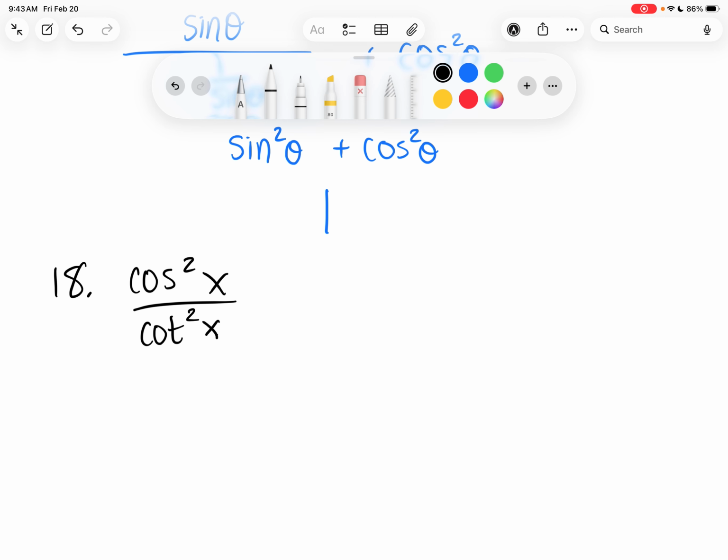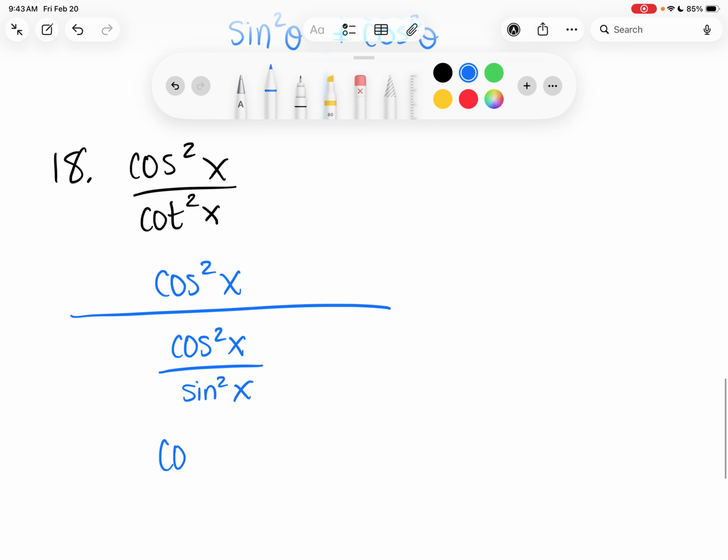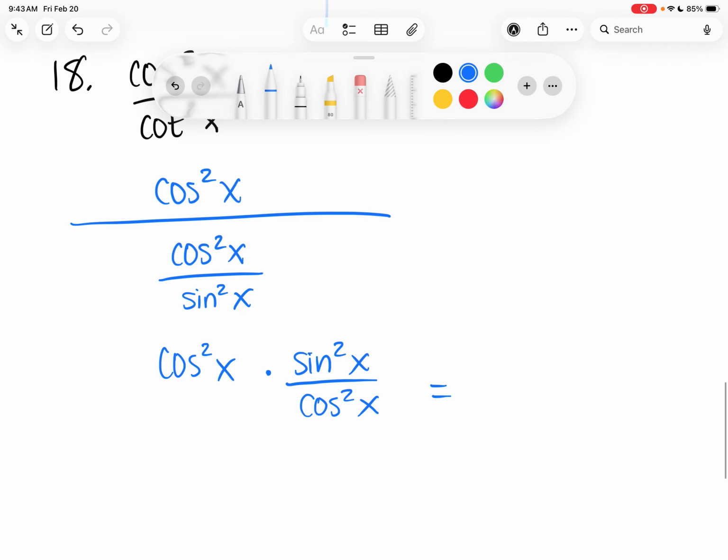Cosine theta over sine. Yep, so on top here I'm going to have my cosine squared of x, and then all over, and you'll notice that when I'm doing a fraction within a fraction, I usually do a ginormous fraction bar to show what's actually the top and the bottom. So then this would be cosine squared x over sine squared x on the bottom. I'm dividing by a fraction, so we keep change flip. So I end up with cosine squared of x times sine squared x over cosine squared x. Cosines cancel, and I'm left with sine squared of x.